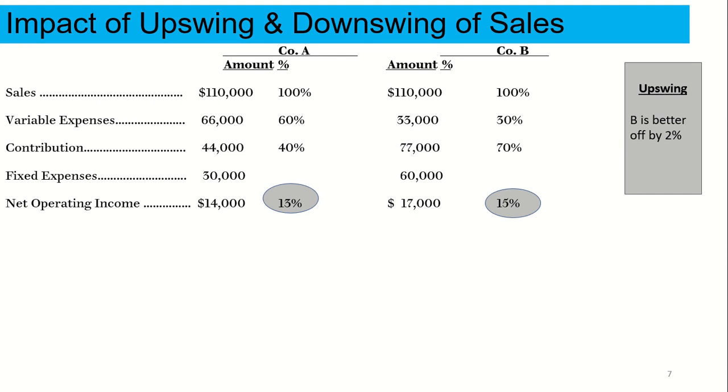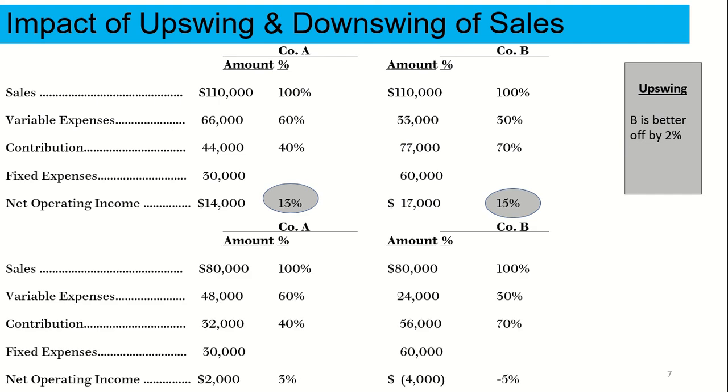What happens, let's say, if there is a downswing, lower demand, so therefore lesser revenue, sales drop by 20%. So $100,000 of sales turns to $80,000 now. Variable cost percentage and contribution percentages remain the same again. Fixed expense in terms of absolute values also remain the same. Net operating income in such a scenario of company A is 3% at $2,000, but company B gets into losses of 5%.